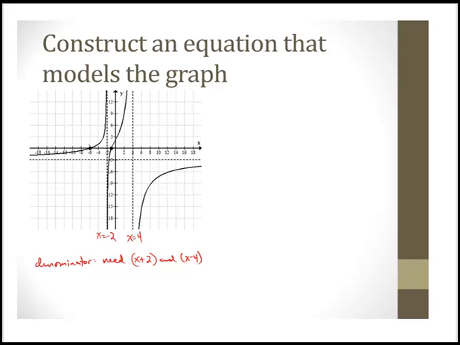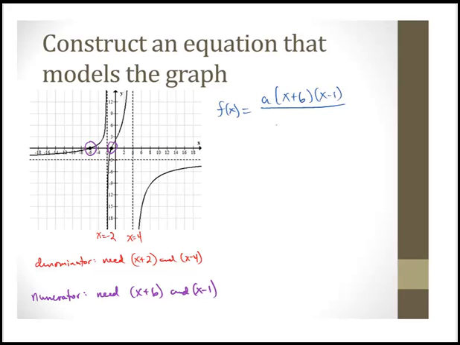I have horizontal intercepts at negative 6 and negative 1. So in the numerator, I need an x plus 6 and an x plus 1. So I'll start my function as f of x equals a times (x plus 6) by (x plus 1) over (x plus 2) by (x minus 4).